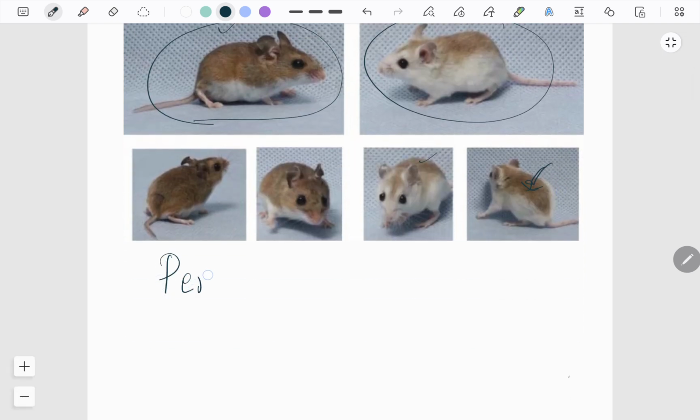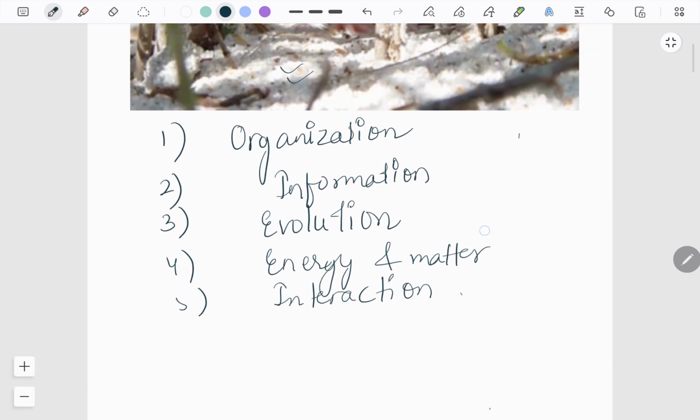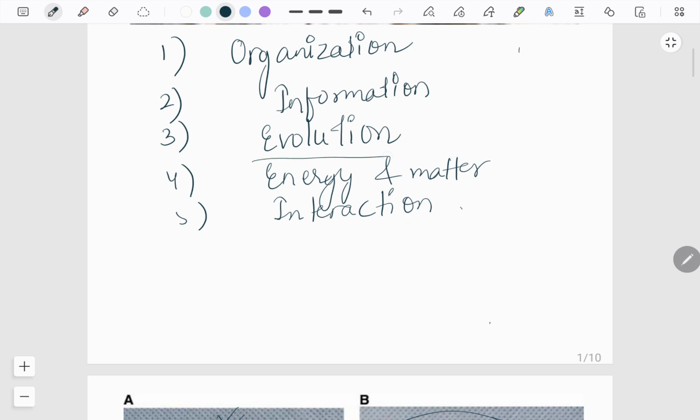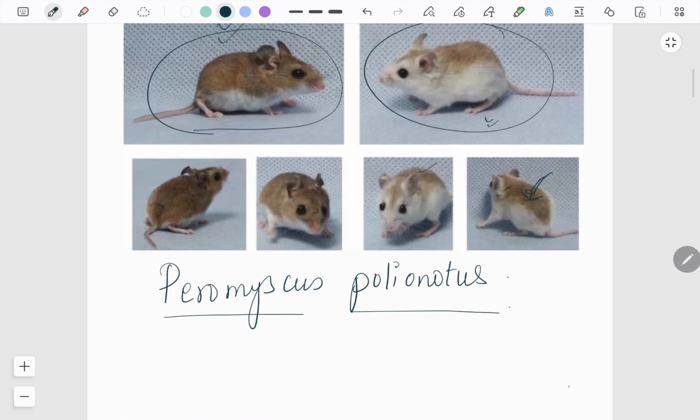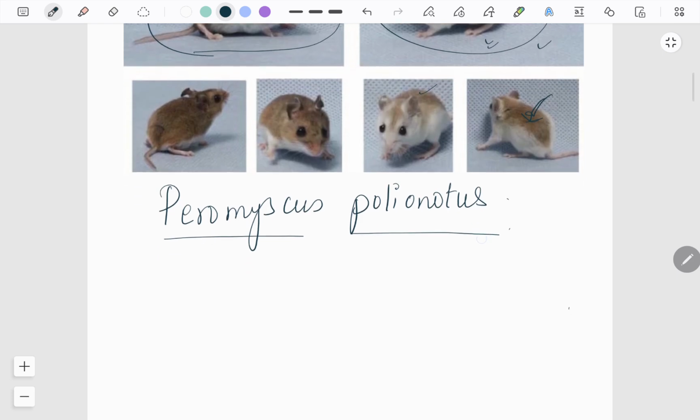Scientific name of both of them is Peromyscus polionotus, but the subspecies are different. For example, this is leucocephalus, and you don't need those names actually, you just need the example. Now with this example, I will explain all these themes. First I'll tell you evolution. What is the purpose of this color? To hide itself from predators.